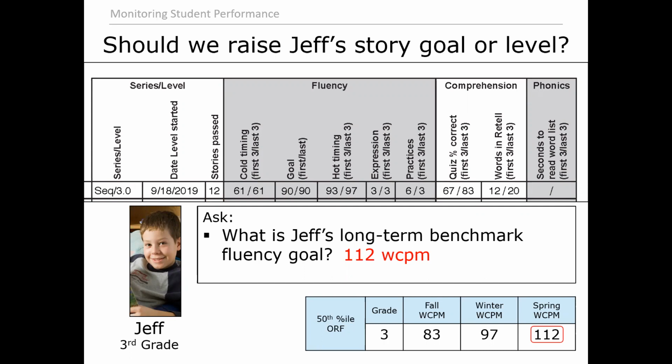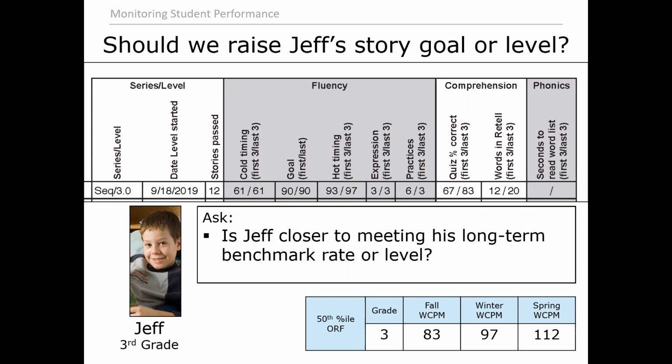So we want him at 112 for a cold score on 3rd grade level material. Jeff is a 3rd grader working in level 3.0, okay? So which is he closer to? He has to almost double his cold score in order to be where he needs to be from a rate standpoint. But he's being exposed to content that's pretty close to the grade level. He's a 3rd grader working in level 3.0. Okay, so he's much closer to his level.